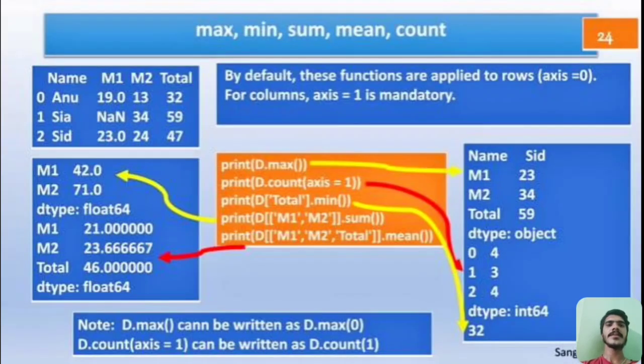Next, maximum, minimum, sum, mean and count. These are the default functions, applied to rows and columns, and it is mandatory.